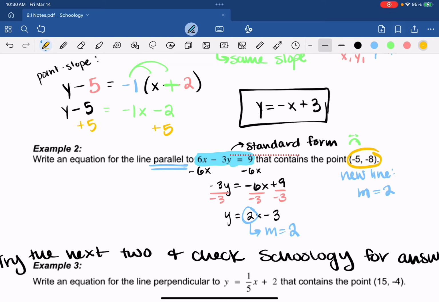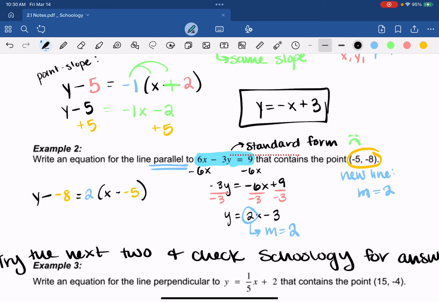Here's my point that I'm going to use. So now let's do y minus -8 equals my slope, x minus -5. Okay, so again, that's just plugging into point-slope form.